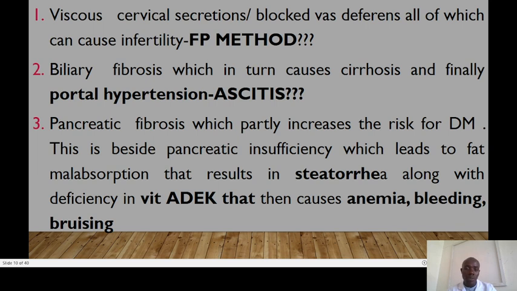Pancreatic fibrosis, which partly increases the risk of DM. Remember DM: insulin is not being produced, so type 1 diabetes is likely to result from this kind of situation. This is beside the pancreatic insufficiency. The pancreatic insufficiency will lead to fat malabsorption that results in steatorrhea. So if you check the stool, they will have a lot of fats in it, along with deficiency in vitamins A, D, E, K. When you have a deficiency of this group of vitamins, you are going to suffer from bleeding, okay, because the clotting factors are reduced. Even bruising, for that case, okay, vitamin K.